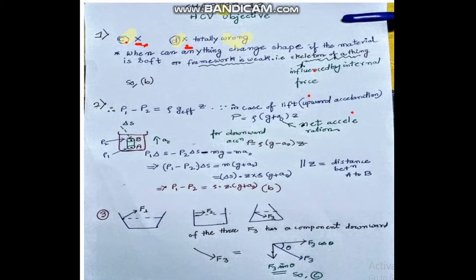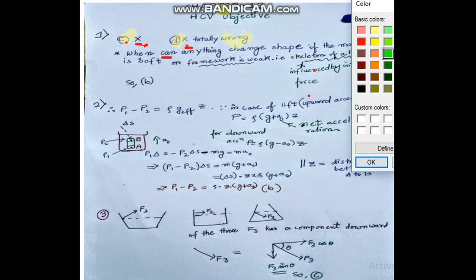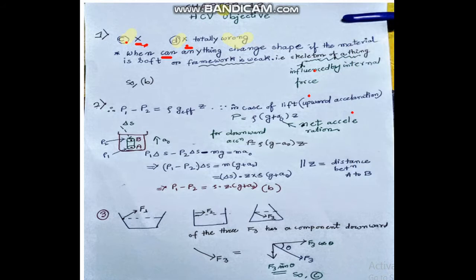Now we have option A and B. Option A, the density of liquid is smaller than that of solid. Is it always true? No. Now consider this statement which I wrote here. When can anything change its shape? If the material is soft, or the internal force is not that much, the framework will be very weak in that case. So in solid what we have? A strong intermolecular force, but in liquid it's not that strong. So option B is the correct option.